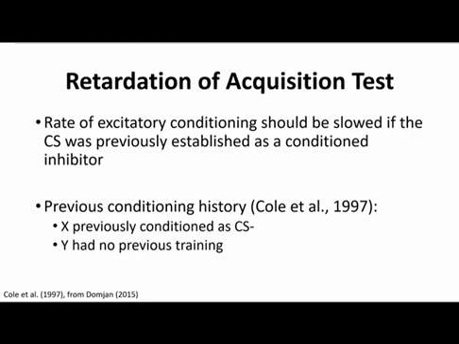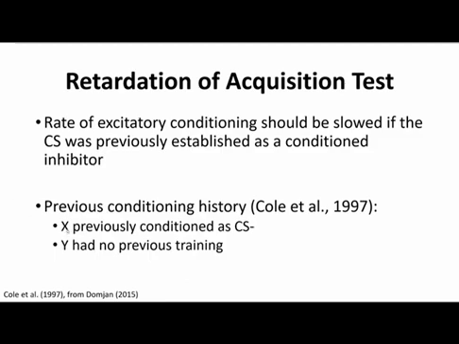So in order to flip it from a conditioned inhibitor to a conditioned excitatory CS, basically to get it to serve the opposite purpose, it should take a lot of effort because we've already learned that it inhibits. It should be really hard to make it do the opposite. Another way to say it is that the rate of excitatory conditioning should be slowed if that conditioned stimulus was previously established as a conditioned inhibitor. So again, just like X in our previous example.